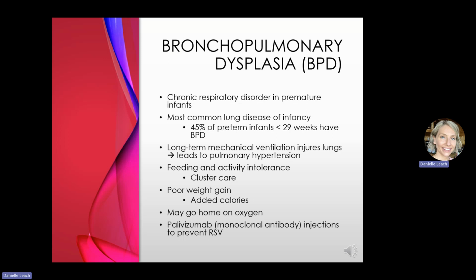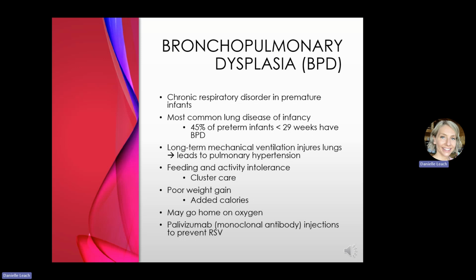They also typically have poor weight gain, so we may be adding more calories to their breast milk or their formula. So most breast milk or formula is around 19 or 20 calories, and we're going to add more to that. Like I said before, they might go home on oxygen, so there's little oxygen concentrators that babies can have, and of course, little oxygen tanks.